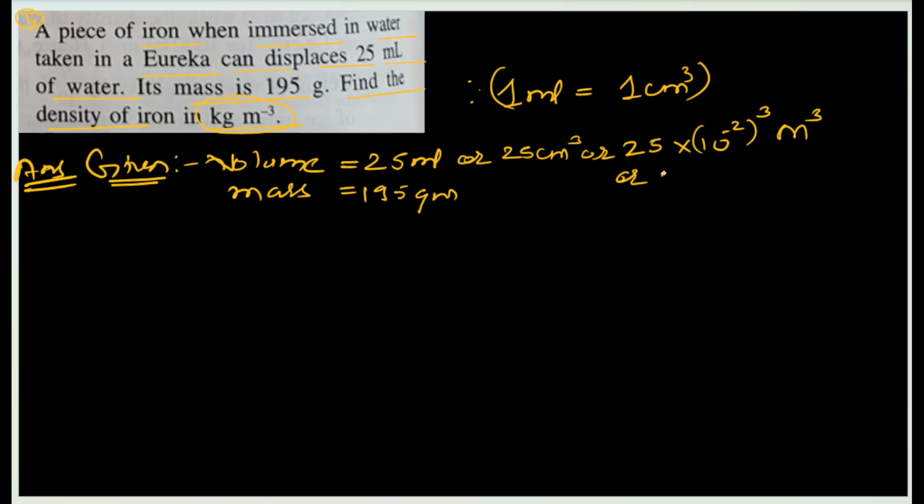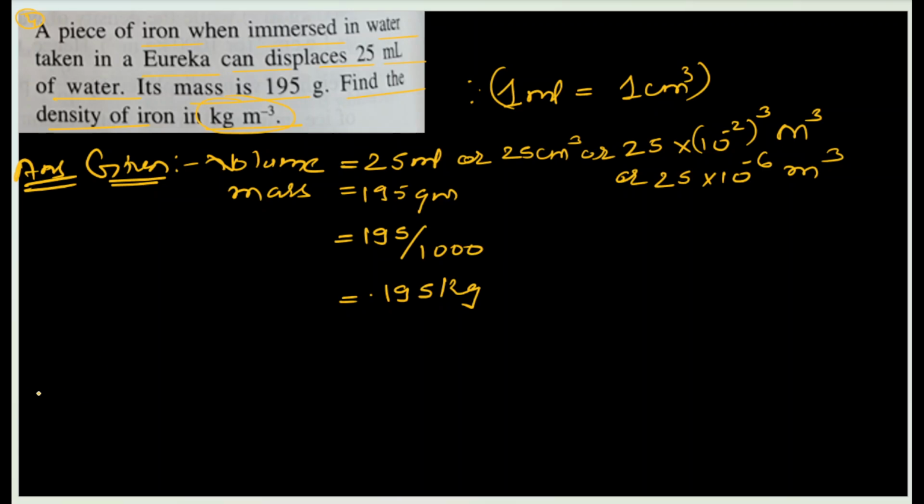Or we can write 25 into 10 to the power minus 2 times 3, which is minus 6, because when you open the bracket it will be multiplied. So this one is your minus 6 meter cube. Now 195 gram turns into kg. How will it be? 195 gram turns into kg, that means it will be divided by 1000. And if it is divided by 1000, what answer will you get? 0.195 kg. Okay. Hopefully understood.